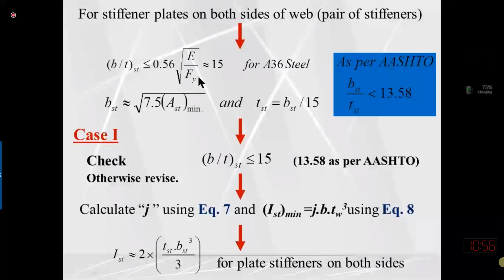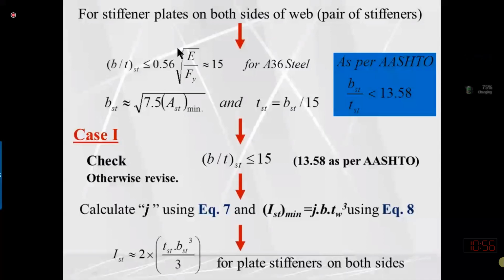But AASHTO gives that the b over t ratio of this stiffening plate should be less than 13.58. But we are following AISC. In design or in the field, you can also use AASHTO. So for A36 material, this parameter will be 15. This expression has been developed by the same concept that we used in proportioning of length.